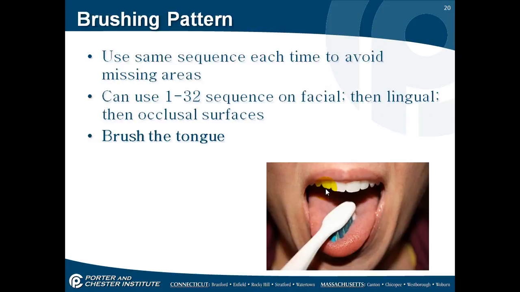A brushing pattern. Use the same sequence each time to avoid missing areas. We can use the 1 through 32 sequence on the facial, and then repeat for the lingual, and then finally the occlusal surfaces. Don't forget to brush the tongue.